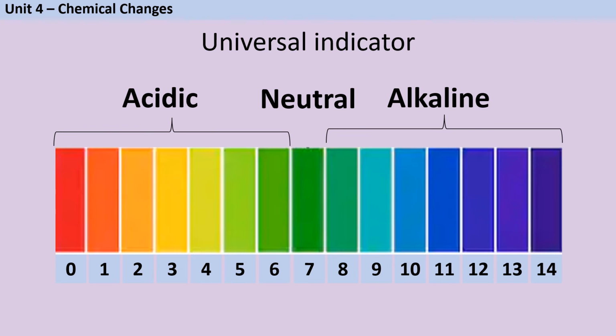One of the things that makes universal indicator so useful is that it's actually a mixture of different compounds that change colour at different points on the pH scale. And so that means it doesn't just have 2 colours or 3 colours, it can actually turn all of the colours in the rainbow. And that allows us to pin down more neatly exactly what the pH of a substance is. We can't just tell if it's an acid or an alkali, we can also start to identify strong acids and weak acids.